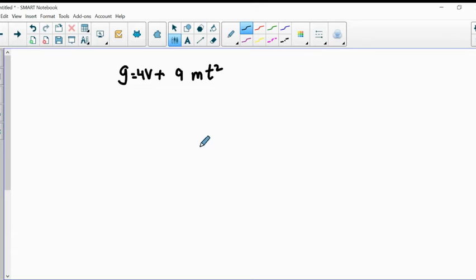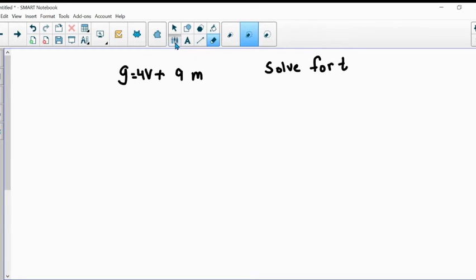g equals 4v plus 9mt square. So in this question, solve for t. Okay, and I'm just going to change the color to red right here. So I want t by itself and then square. Okay. So in this case, we have 9mt square all together. So the quantity that's far away from t, we need to get rid of that quantity first. So that means we need to get rid of 4v on the right side first.